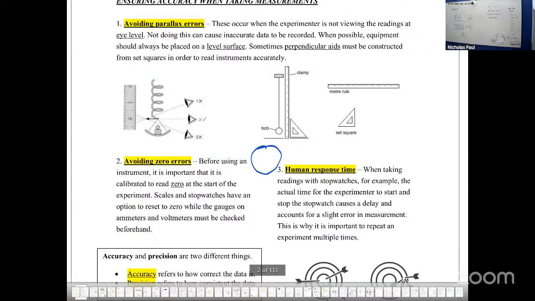Let's say it's an ammeter, right? Or you're going on a scale. And instead of the arrow starting at 0, the arrow starts at 2. Right? That's a big problem, right? If the arrow starts at 2, any reading you observe will be off by how much? 2. So if you can't get it back to 0, what will you do?